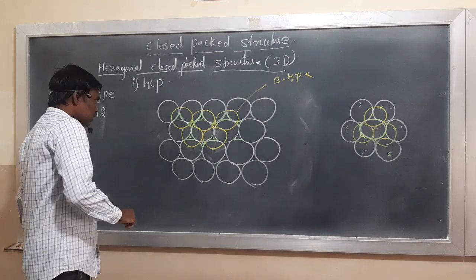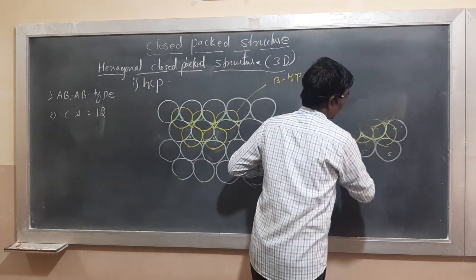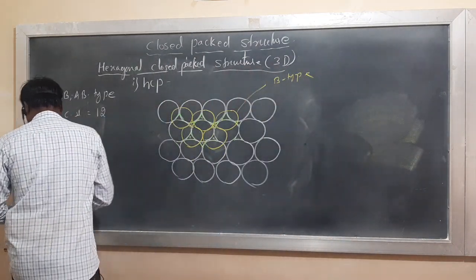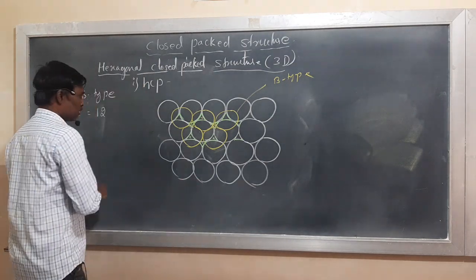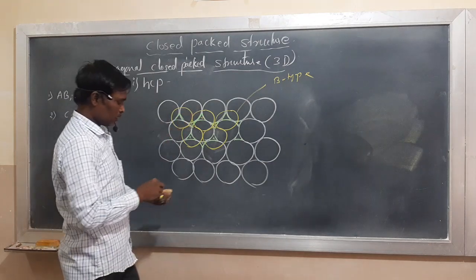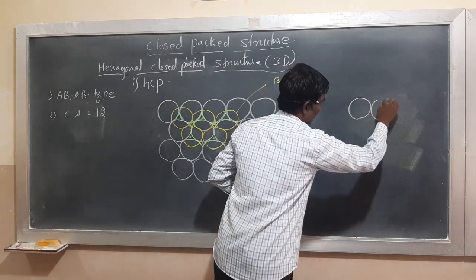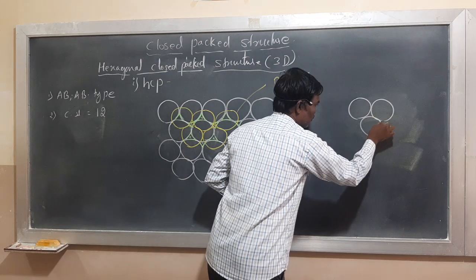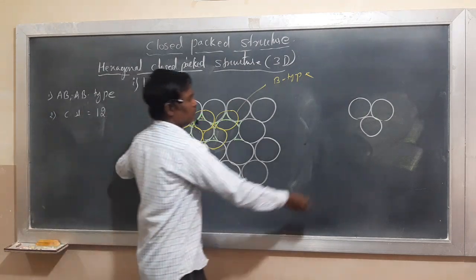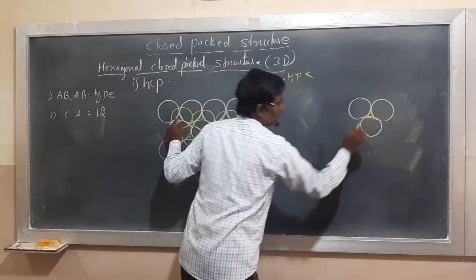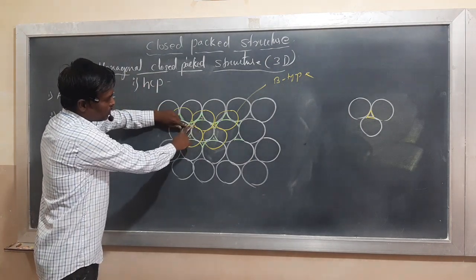And next, students, the type of voids present. For the type of voids, let me consider only these 3 spheres, 1, 2, and 3. Let me draw this. Let me take only one triangular void. So I am taking this triangular void here. This is the one triangular void. There are 2 types of voids present: one is of A type, another one is of B type.